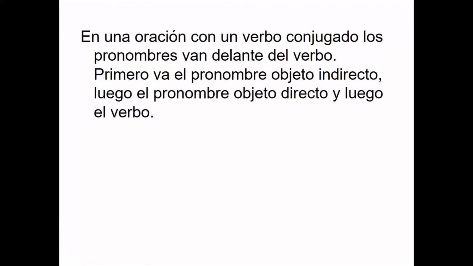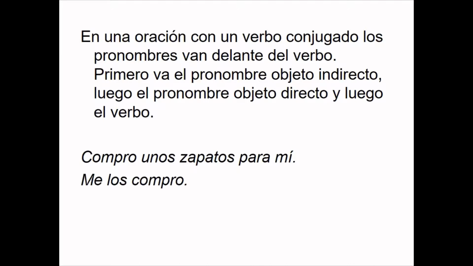In a sentence with the verb conjugated in any tense, we always place the indirect pronoun first, then the direct pronoun, and then the verb. Compro unos zapatos para mí. Me los compro. Los is for los zapatos. Direct object. What do I buy? And me is indirect object. For whom I buy los zapatos?